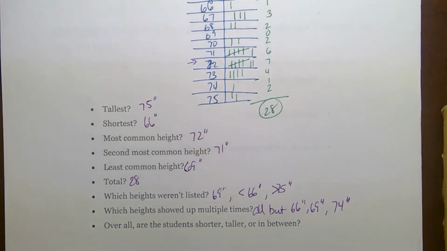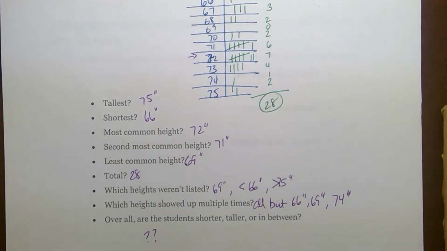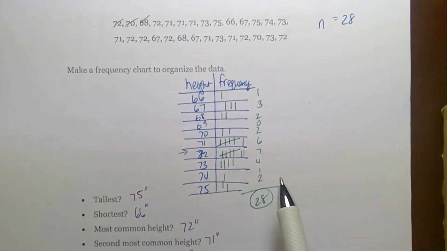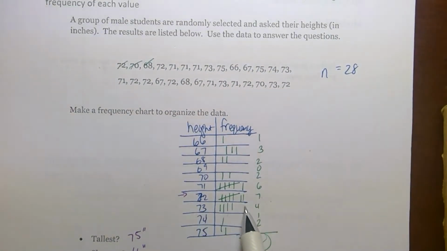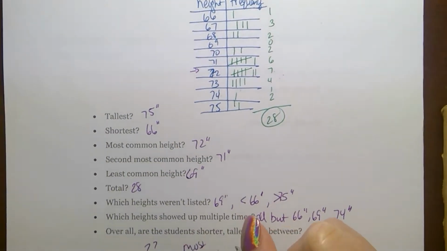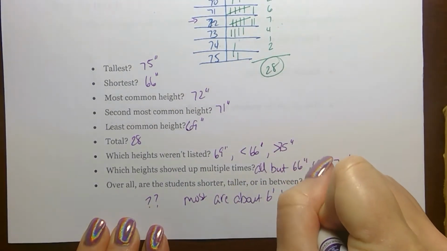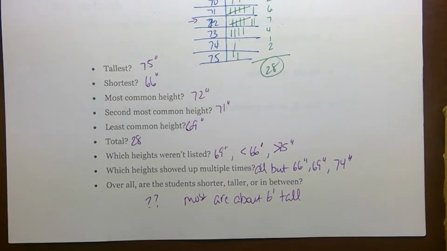Overall, would you say these students are shorter, taller, or in between? Well, that depends on what you're comparing them to, right? Are you comparing them to middle school students, to high school students, to NBA players? What comparison are you making? Remember I said that 72 inches is about 6 feet tall. Most of my data is grouped right there, so I could say that most students are about 6 feet tall. But your frame of reference determines whether or not you consider that short, tall, or in between. Okay, let's look at the next page.